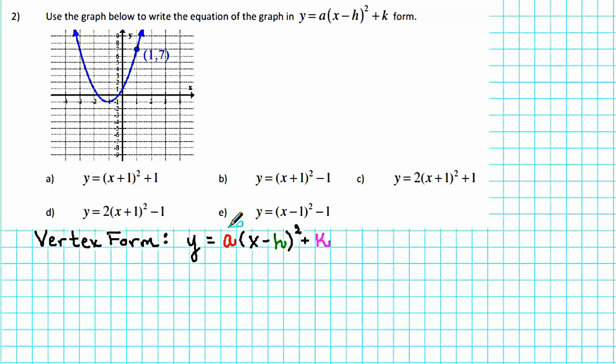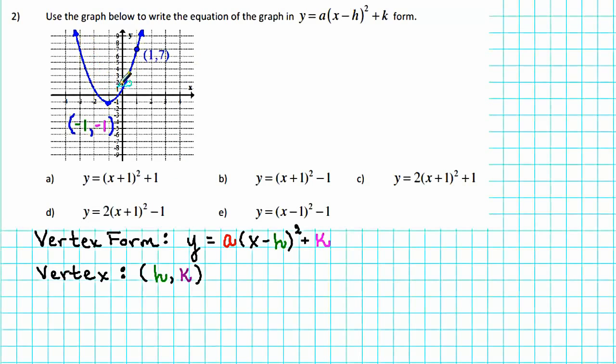A determines whether the parabola opens up or down, and the absolute value of a determines how wide or how narrow the parabola is. The values of h and k determine the vertex. H is the x-coordinate of the vertex, and k is the y-coordinate of the vertex. So first of all, locate the vertex of the parabola on the provided graph.